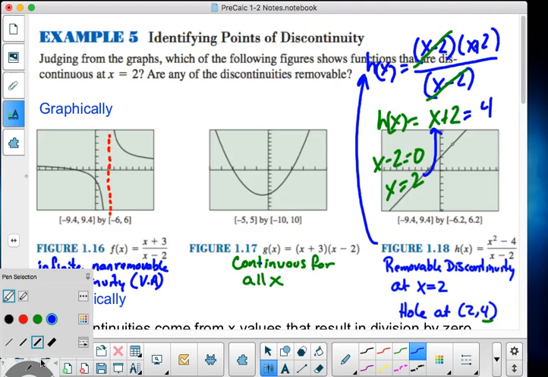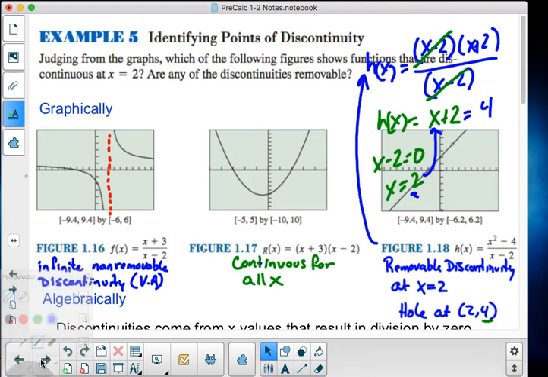Okay, I can tell you the location of the hole. And that's important. I expect you to be able to do that on tests, quizzes, and your assignments. When you have a removable discontinuity, it's not just enough to identify it. You have to identify exactly its location. And all you do off the reduced function is you take that reduced function and place the value of x that would make that 0 in your denominator, and you put it in. Okay, so you have 2, 4 where your hole is located. Okay, and that's the whole story on that.